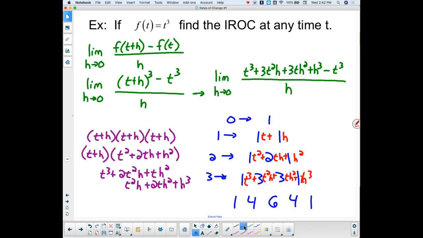How did I get that? Where did I get that triangle from? Pascal's triangle. Been around for centuries. You've probably seen it. You should have picked it up at least in algebra 2. It's a faster way of multiplying out binomials. So we get that.